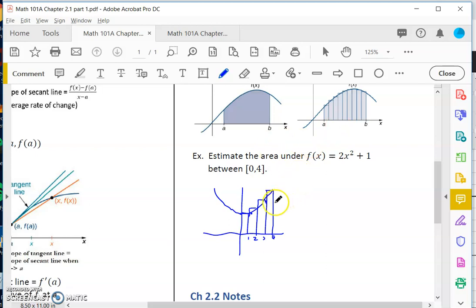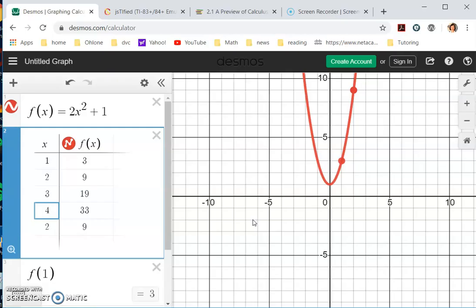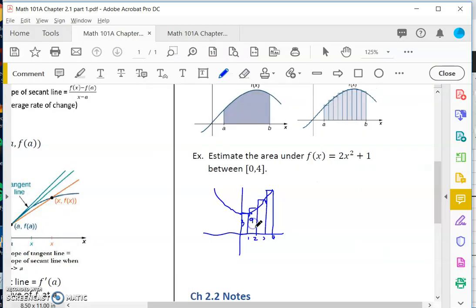Because the width is 1, this one is 3. Then this is 9, and this is 19, and this is 33. So the area is equal to 3 plus 9 plus 19 plus 33. You add them together. 3 plus 9 plus 19 plus 33 is 64. So the area under the curve is 64.